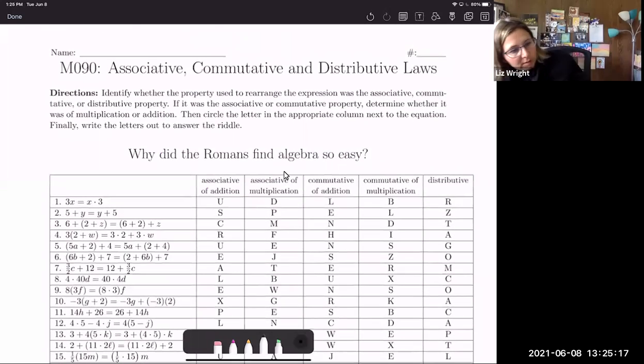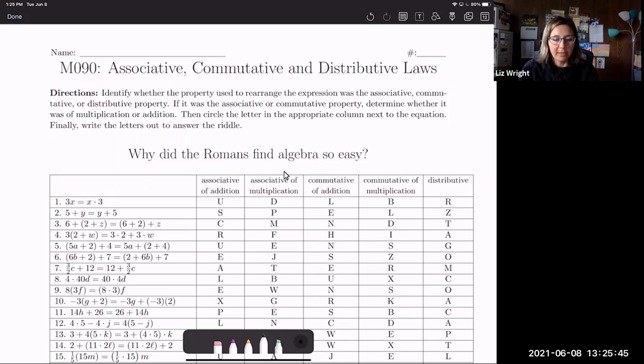All right. So associative, commutative, and distributive laws. So the directions that are given say, identify whether the property used to rearrange the expression was the associative, commutative, or distributive property. If it was the associative or commutative property, determine whether it was of multiplication or addition. Then circle the letter in the appropriate column next to the equation. Finally, write the letters out to answer the riddle.